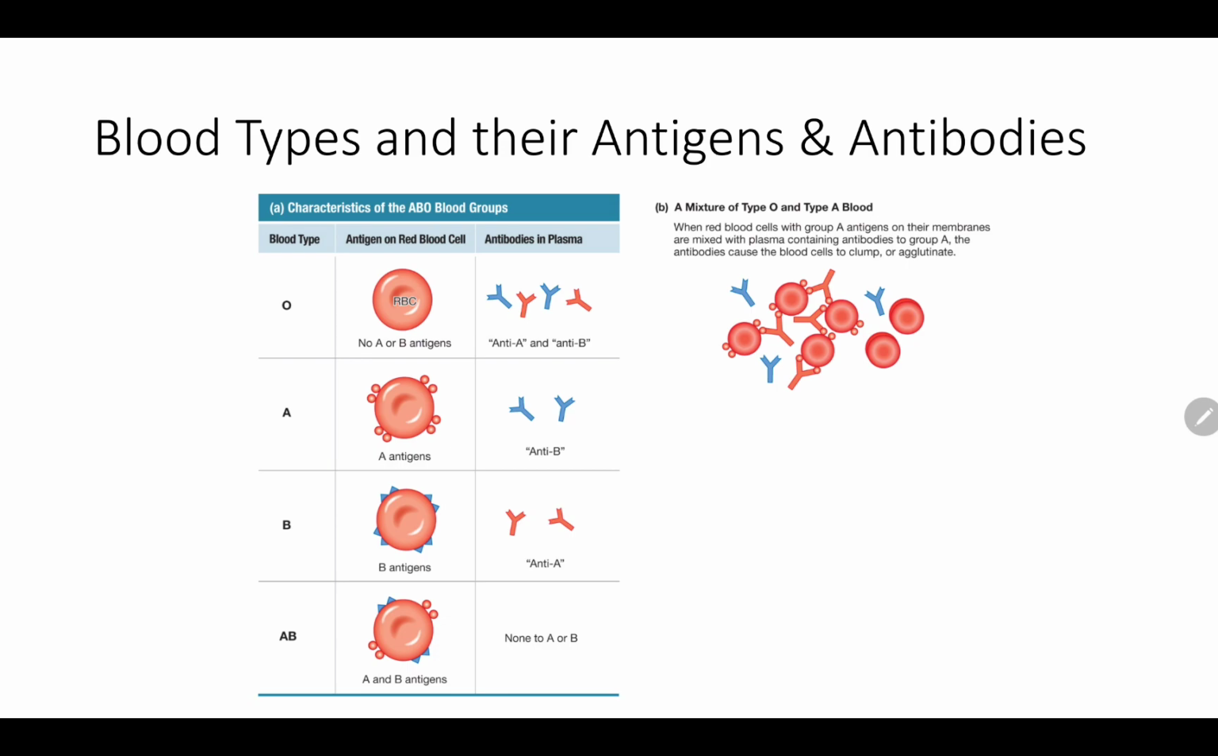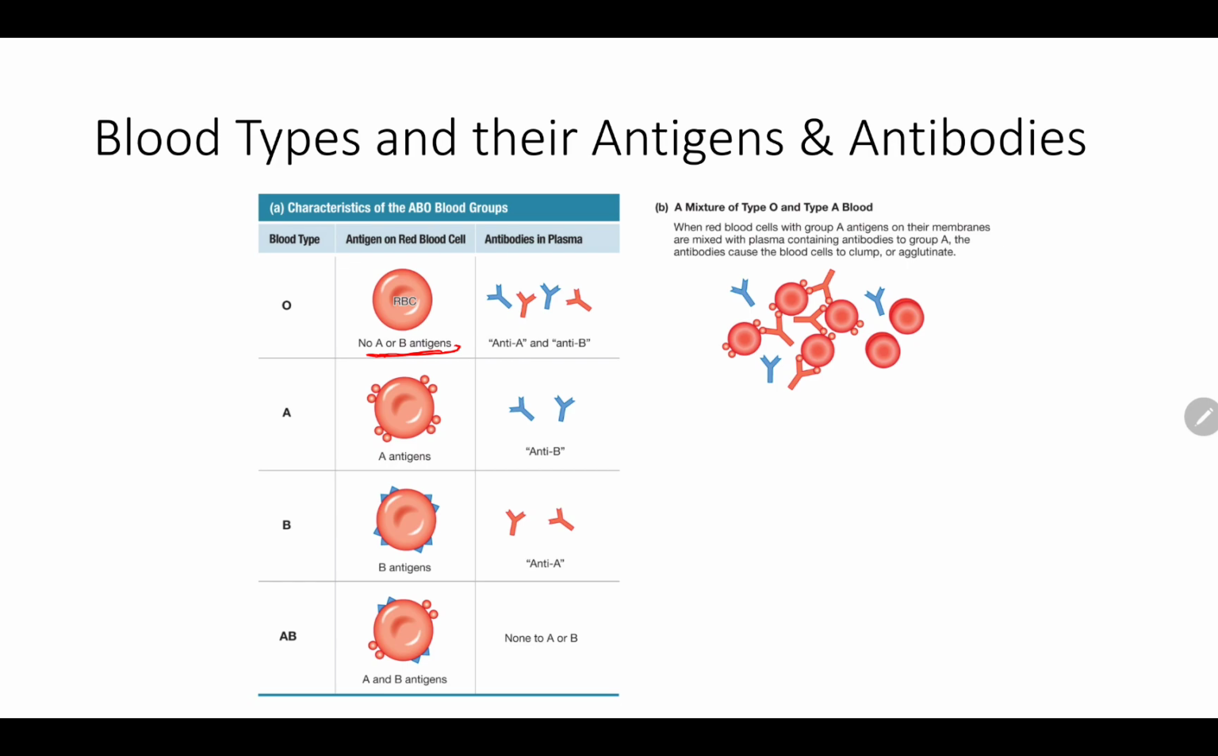Starting off with type O, it does not have any antigens, right? That's why it's going to be the universal donor. It does have the anti-A and anti-B antibodies in the plasma, but because we don't have any antigens here, we're able to donate this blood universally, right?